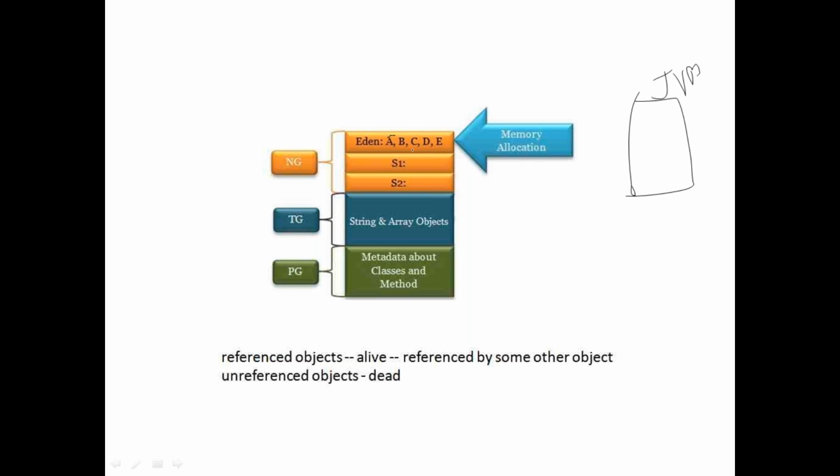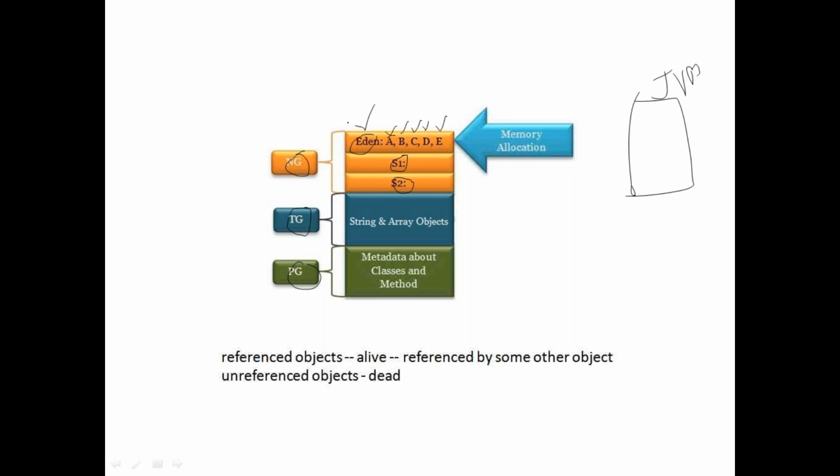As the program is running, let's say these 5 objects are created. What are they? A, B, C, D, E. Once these 5 objects are created, where will they be created? They will be created in the Eden. They will not be created in Survivor 1 or Survivor 2 or the tenured generation or old generation or permanent generation. They are created in the young generation or new generation, that too in the Eden space.